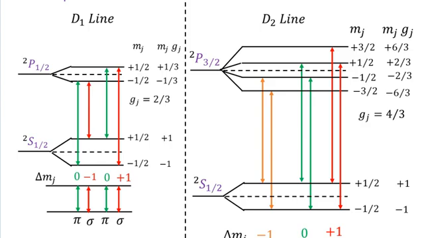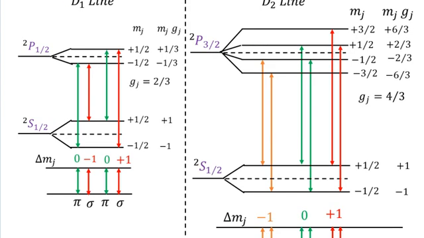6 transitions are possible. Why 6? Because delta mj should be either equal to 0, or the permitted value should be 0, or plus 1, or minus 1. And following that, I have shown these 6 lines, because these 2 green lines follow delta mj equal to 0, this plus 1 follows delta mj equal to plus 1, and these 2 brown lines follow delta mj equal to minus 1.